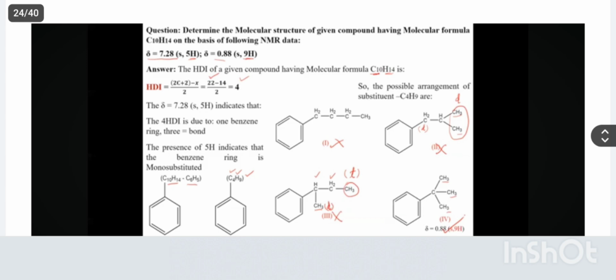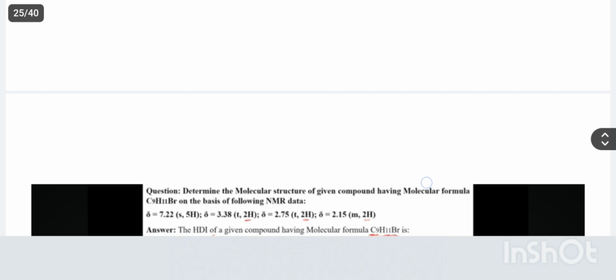Determine the molecular structure of the given compound having molecular formula C10H14 on the basis of the following NMR data: δ = 7.8 (5H), 0.88 (9H). The HDI of the given compound having molecular formula C10H14 is (2C + 2 - x)/2 = (22 - 14)/2 = 4. δ = 7.28 indicates that the 4 HDI is due to 1 benzene ring, 3 double bonds. The presence of 5H indicates that the benzene ring is mono-substituted. So the possible arrangement of the C4H9 is as follows.